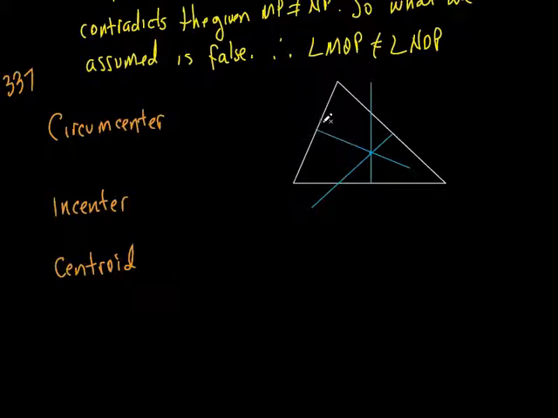I'm finding the perpendicular bisector of all three sides. So that's perpendicular, that's a bisector. This is perpendicular, so this segment right here is equal to this segment right here.